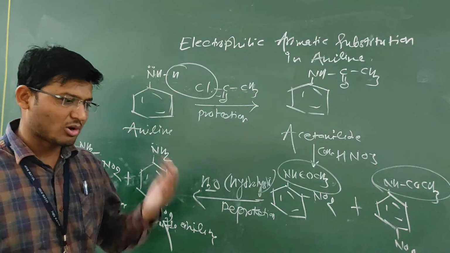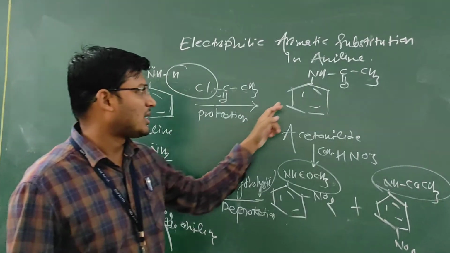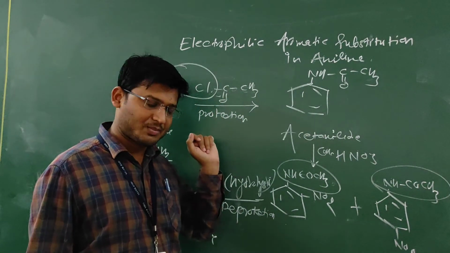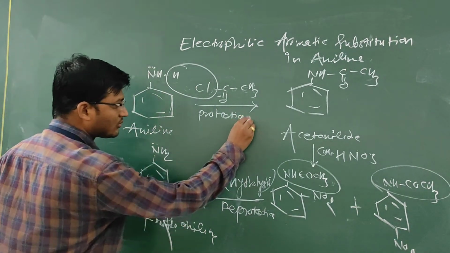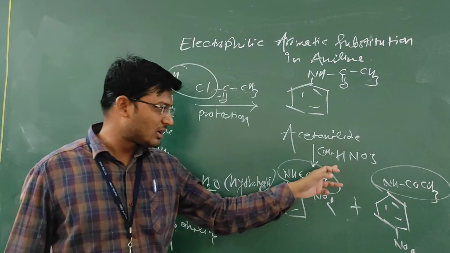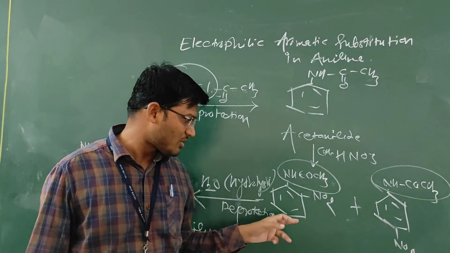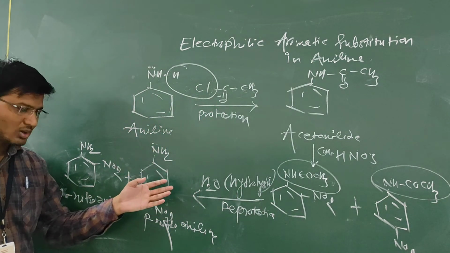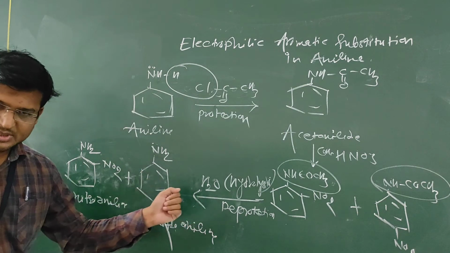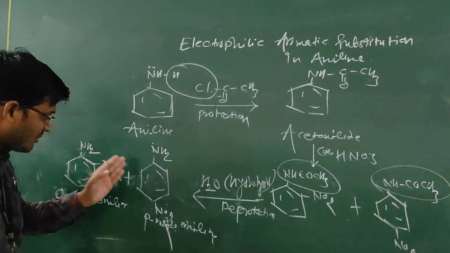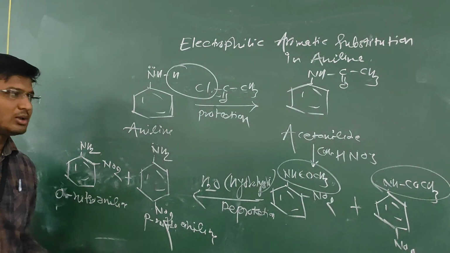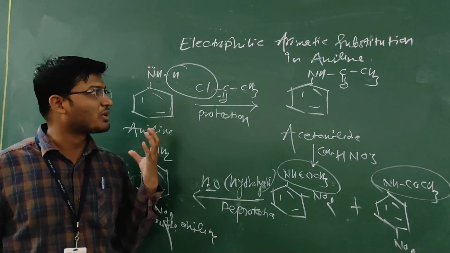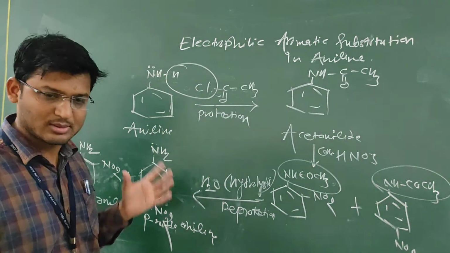To avoid the extra product formation, the protection is necessary. Therefore, it forms acetanilide after protection. This acetanilide undergoes nitration with concentrated nitric acid and forms ortho-nitroacetanilide and para-nitroacetanilide, which upon deprotection with water hydrolysis, that step is called deprotection, forms a mixture of ortho-nitroaniline and para-nitroaniline, in which the para is the major nitro product. This is all about electrophilic aromatic substitution in aniline.